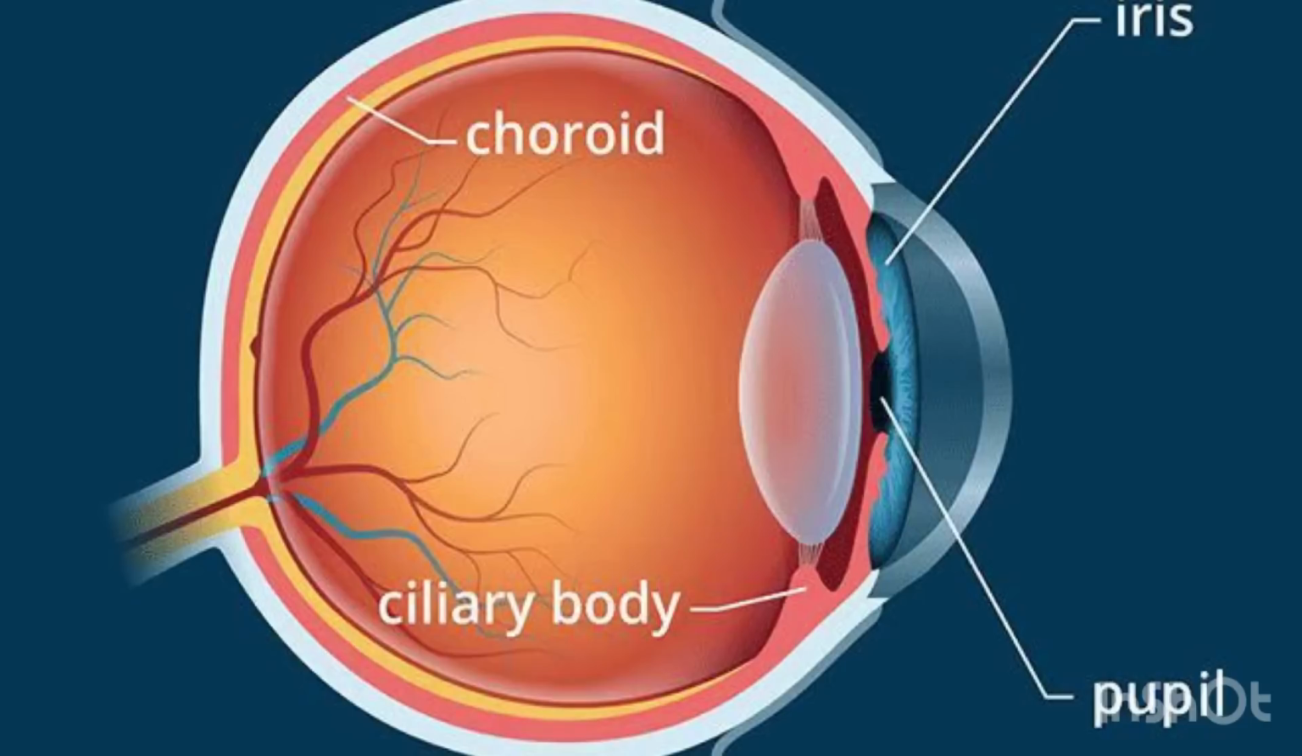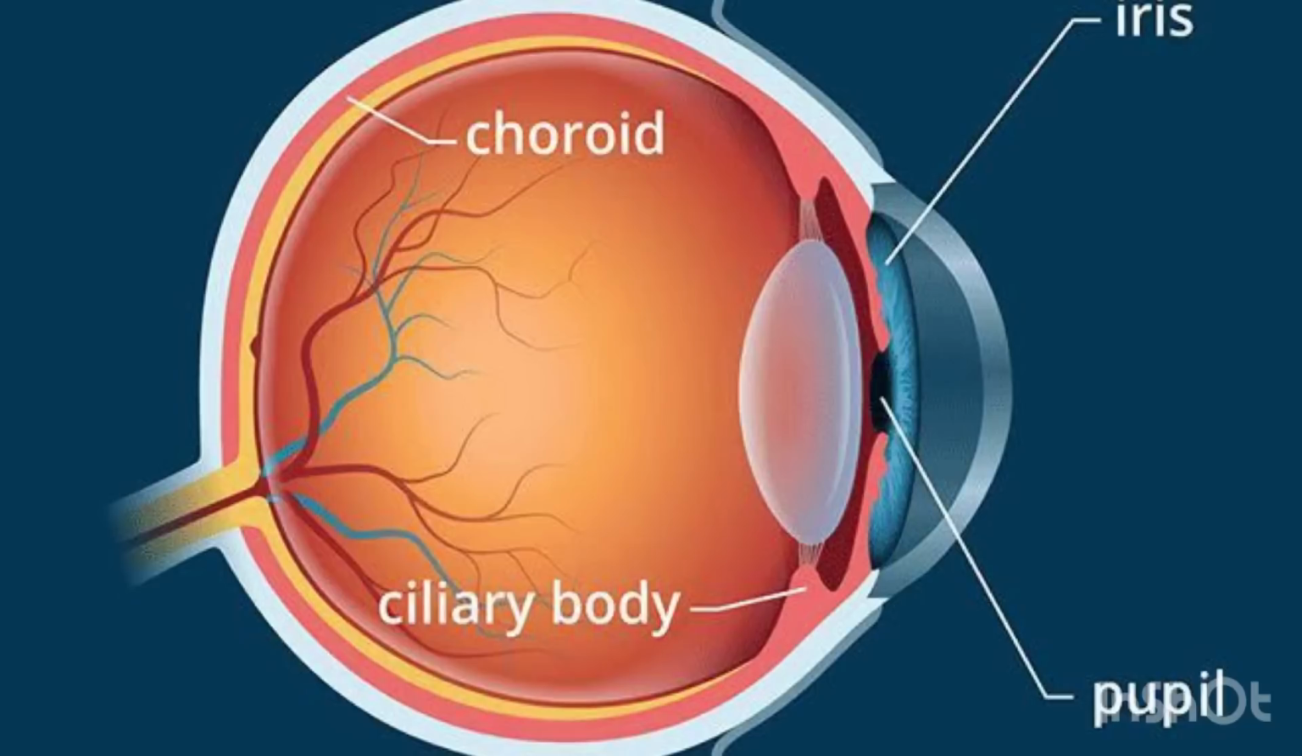The third one is the ciliary epithelium. The ciliary processes are covered by a specialized layer of cells called the ciliary epithelium. This layer is responsible for the active transport of ions and nutrients that contribute to the production of aqueous humour.